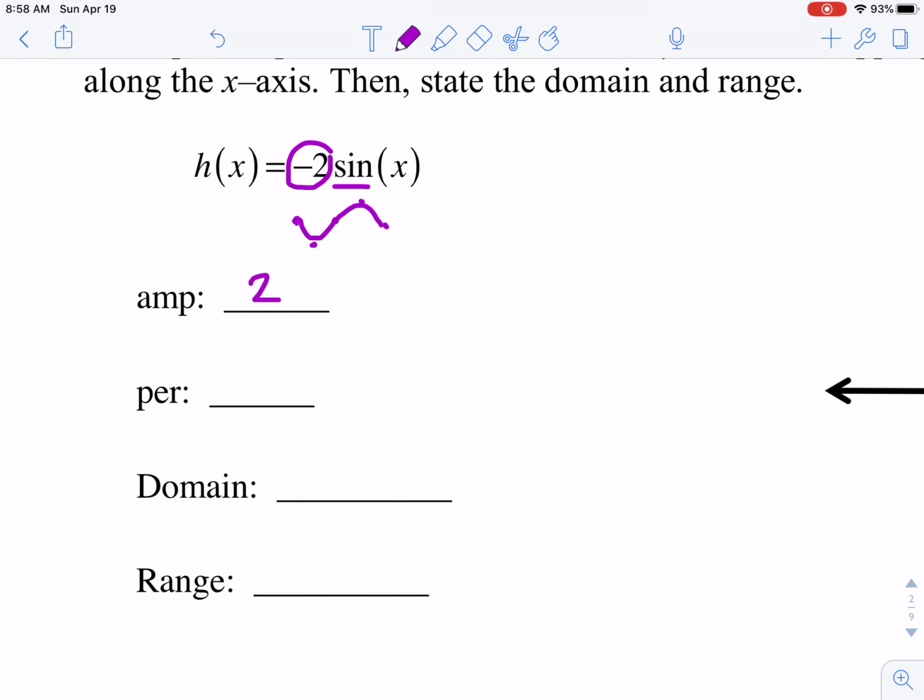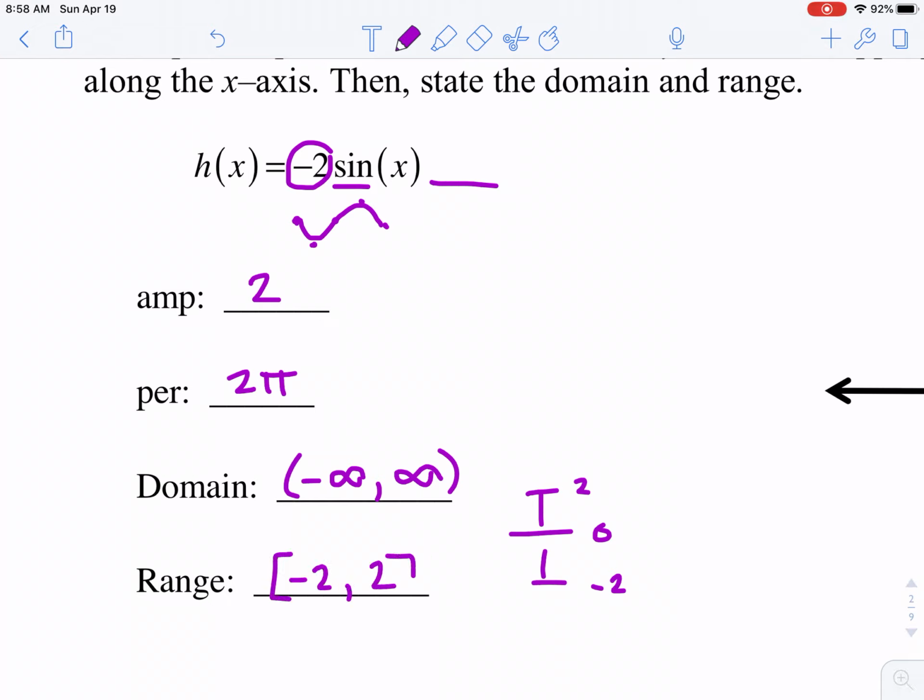The period, because there's no b value, there's no change to our period of 2 pi. Our domain, we could plug in any x value, so we have negative infinity to infinity. And our range, because our midline is at 0, right, there's no shift up or down. If we have an amplitude of 2, we're going to go up to 2 and down to negative 2. So our range is going to go from negative 2 to 2.